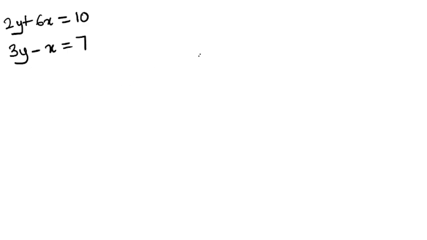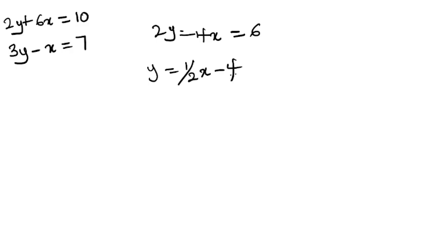Now let's try 2y minus 4x is equal to 6. Then y is equal to 1 over 2 x minus 4. So find the gradients of the first equation, find the gradients of the second equation, and let me know if the two are perpendicular or not.